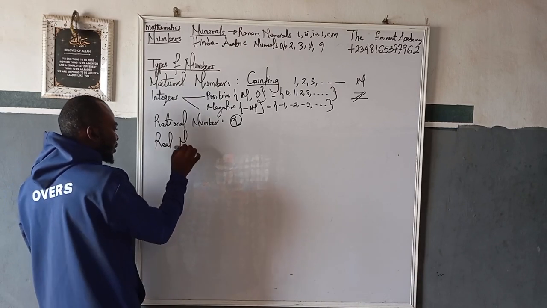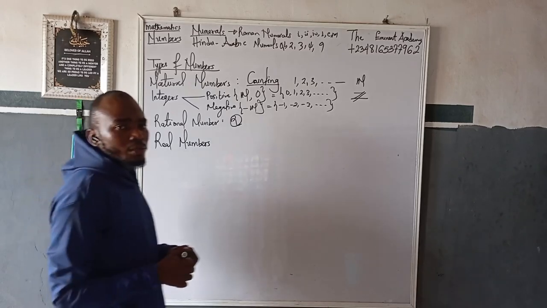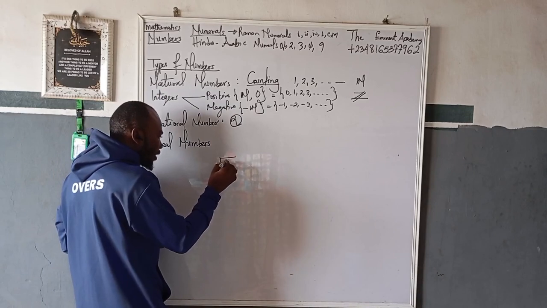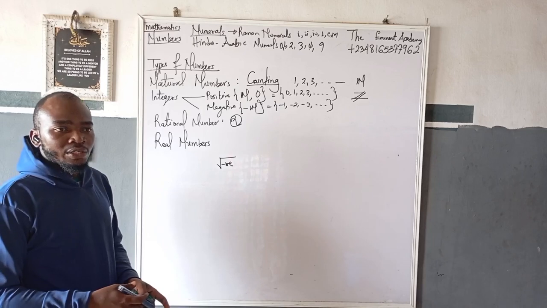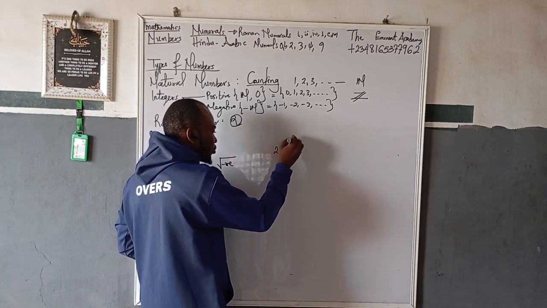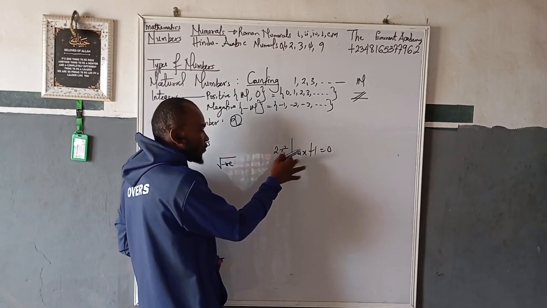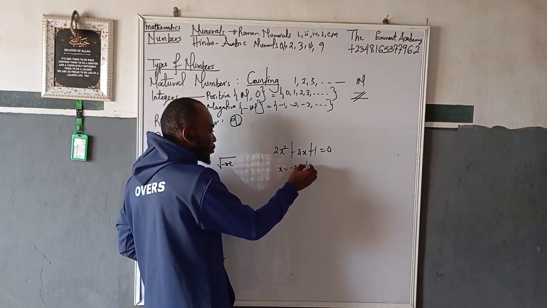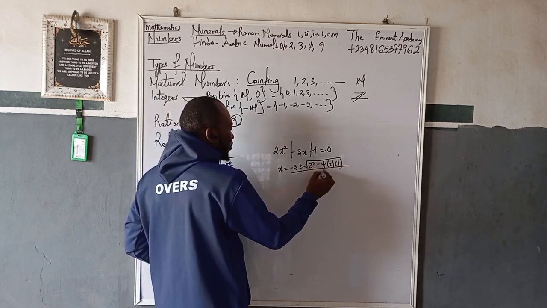The real numbers. When we say the real numbers, they are numbers that do not have the roots of negative in their computation. For instance, let's say we have this quadratic equation to be solved, 2x squared plus 3x plus 1 equals 0. I want to use the formula method, which we'll later be talking about. We are going to have x equals minus 3 plus or minus square root of 3 squared minus 4 times 2 times 1, all divided by 2 times 2.